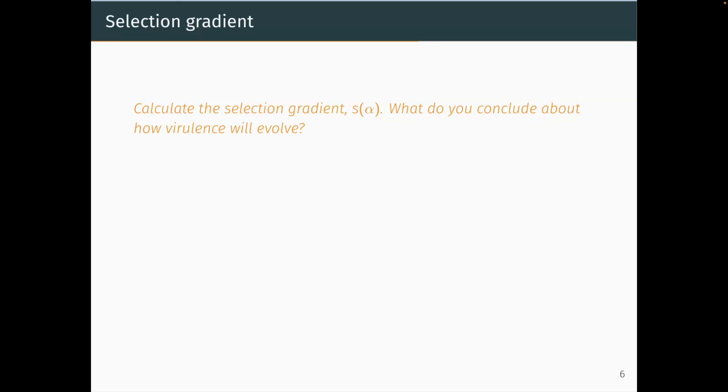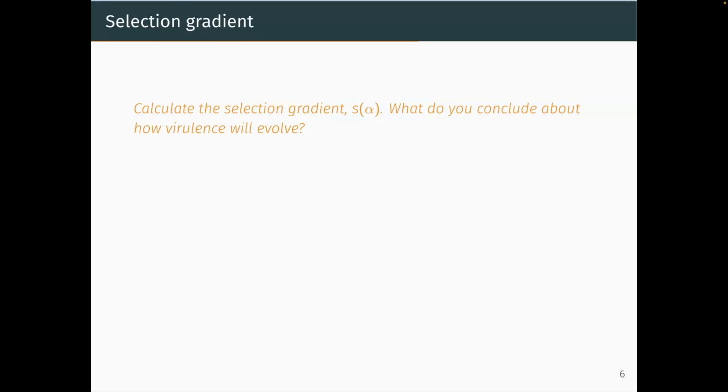To look at that, we can look at something called the selection gradient. The selection gradient tells us which direction we're moving in. If my selection gradient is positive, then I'm going to be increasing my trait until I reach a singular strategy, when the selection gradient is 0. On this side, if my selection gradient is negative, that trait is going to be decreasing. That would correspond to over here. If it's increasing, then virulence is increasing. If it's decreasing, then virulence is decreasing. So looking at our selection gradient tells us which direction we're changing. Is it increasing or is it decreasing?